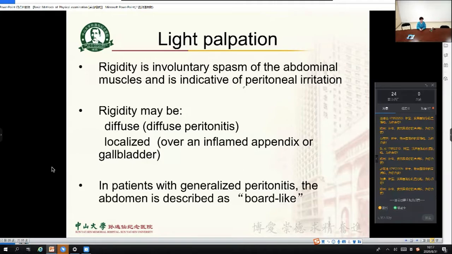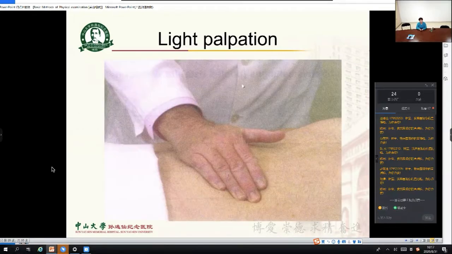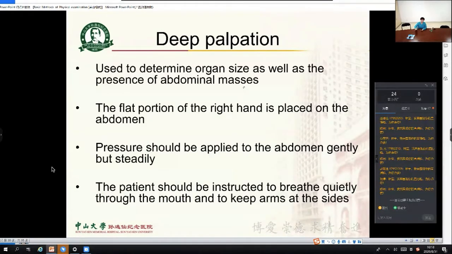In patients with generalized peritonitis, the abdomen is described as board-like. What is board-like? It is very hard. The rigidity is high and diffuse. So if the patient has a perforation of the GI tract, they will develop generalized peritonitis. And this is what we see in generalized peritonitis, a board-like abdomen. So this image shows how to perform light palpation. We put the flat part of our hands on the abdomen to do the palpation.